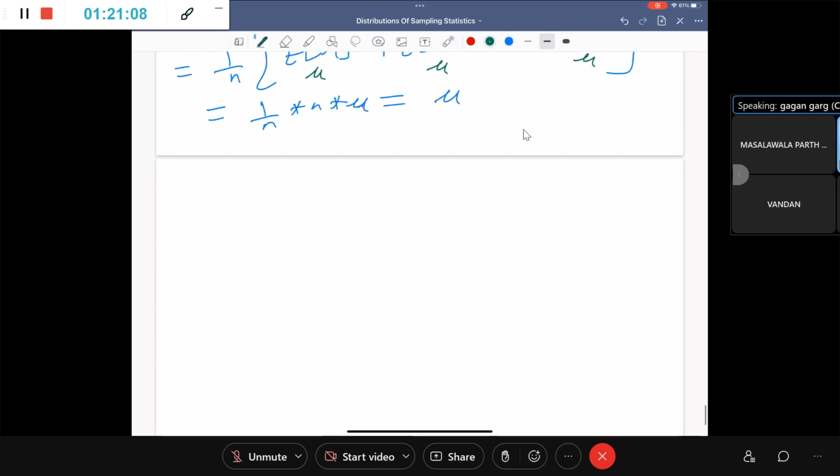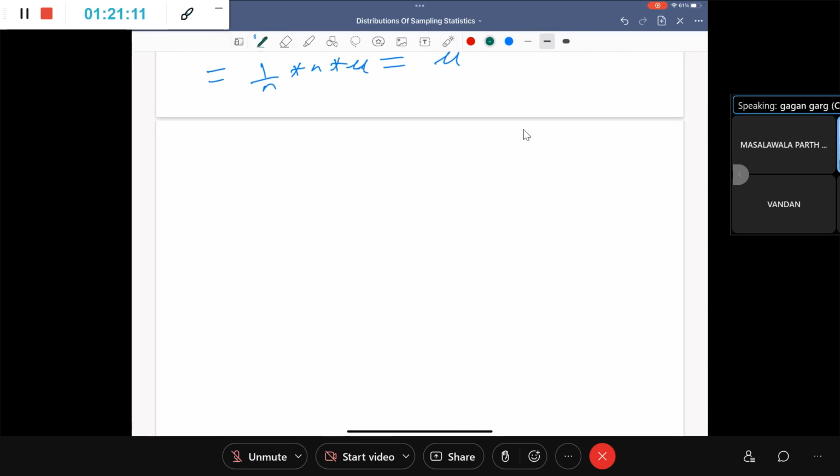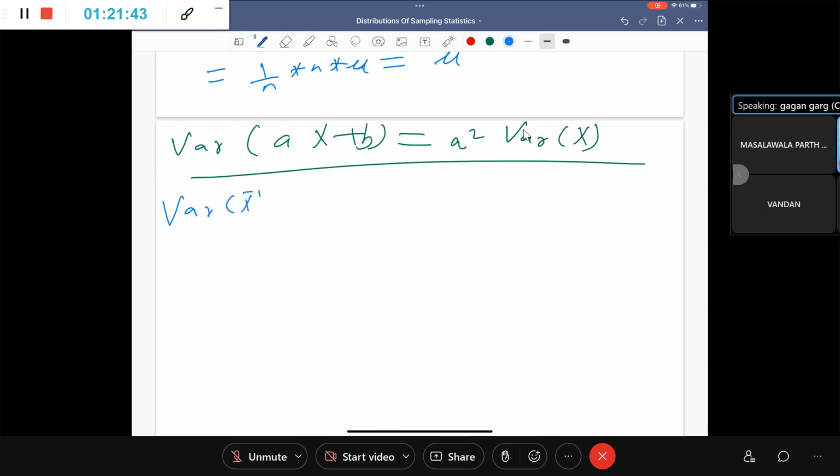Then similarly, we will now show it for variance. The proof for variance is also straightforward. What is the variance of ax plus b? It is a square into the variance of x. So b has no role to play. So when we want to compute the variance of x bar, that is the variance of (x1 plus x2 plus ... plus xn) by n, the point here is that the Xi are independent. It's important.